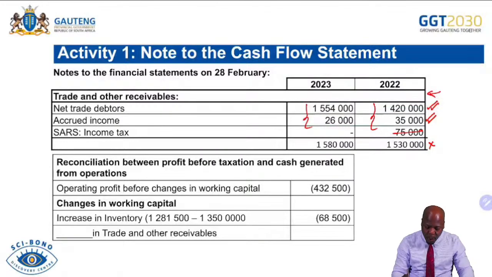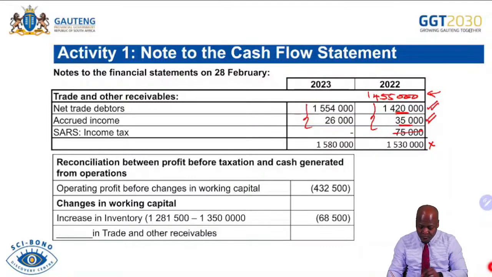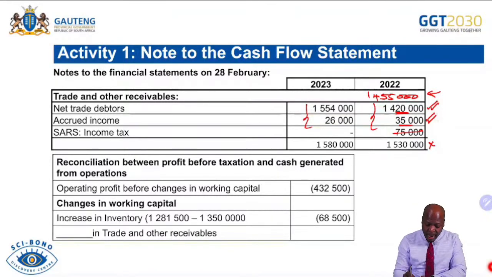And then we say, in 2022, have your calculator closed now? In 2022, we have 1,430,000, and then we're going to say 1,430,000 plus the 35,000. So it's going to be 1,420,000 here plus the 35,000. That gives us 1,455,000. All right, so I see most of you are calculating. So you added the 1,420,000 plus the 35,000, which gave us 1,455,000.